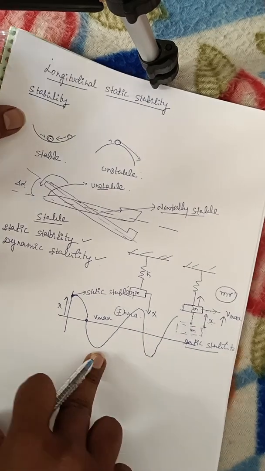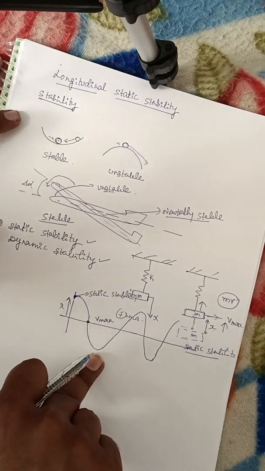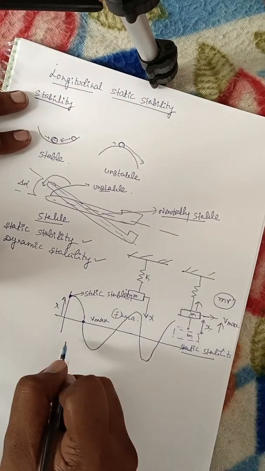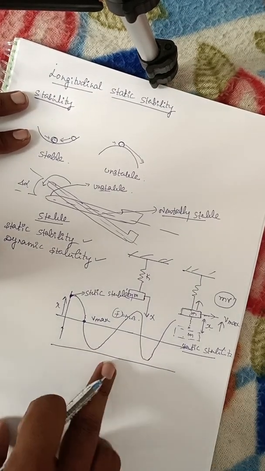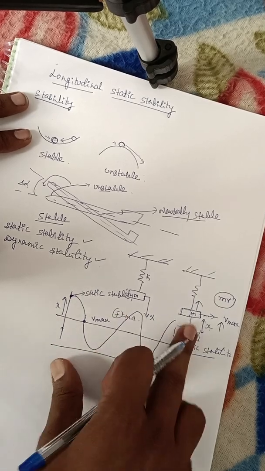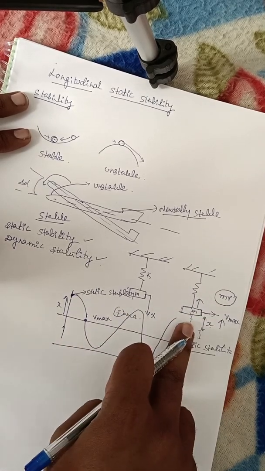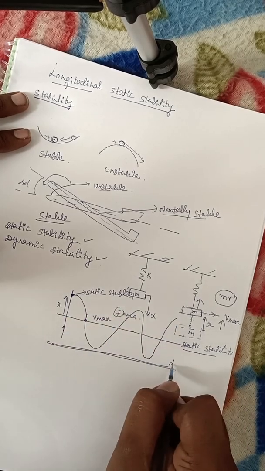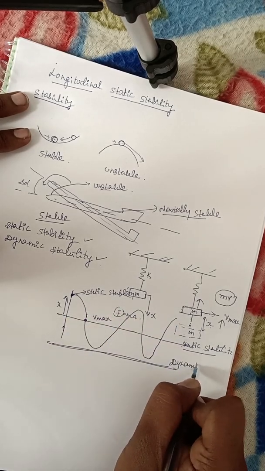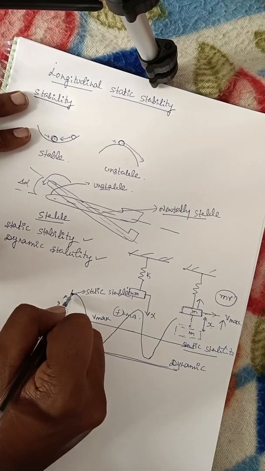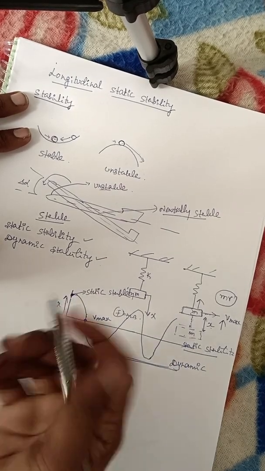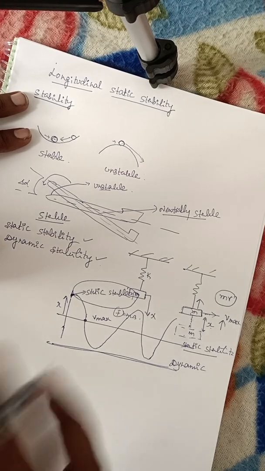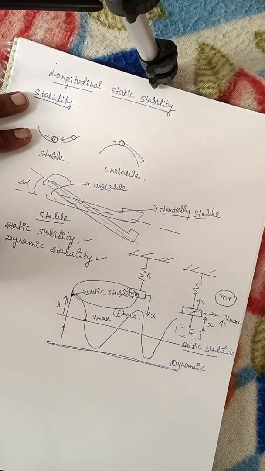These things we have studied in structures. Am I right? We have studied these things in vibration. So over a period of time, this is the response of an aircraft, the response of a body, the response of this mass m. Over a period of time, this response is called dynamic stability. What is the first response when I give the disturbance? That is static stability. That's it. The difference is that static stability is the very first reaction.